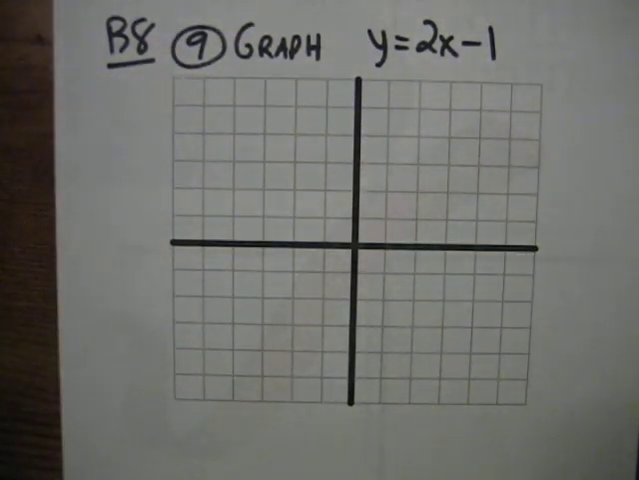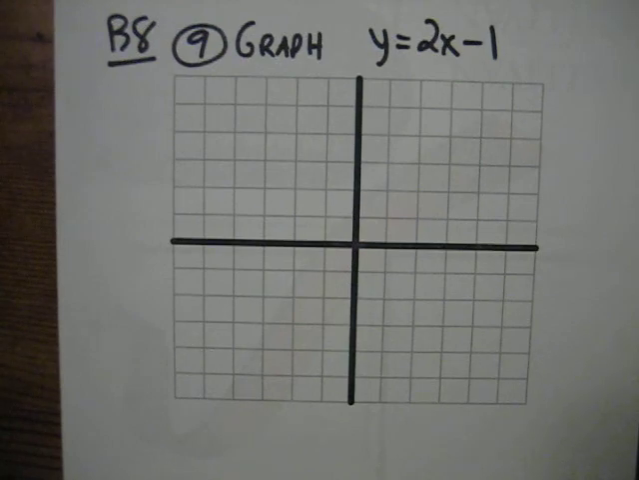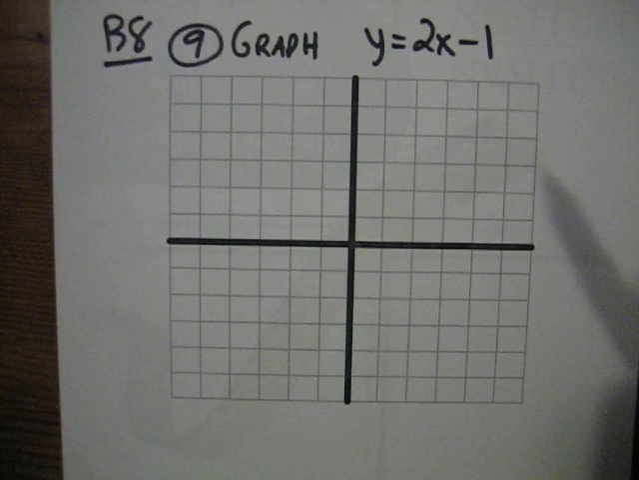Okay, B8 number 9. The directions are to graph. There's our line y equals 2x minus 1. So in order to graph this, we're going to use a slightly different method as we did in chapter B6. I'm going to use the slope and the intercept to graph it.